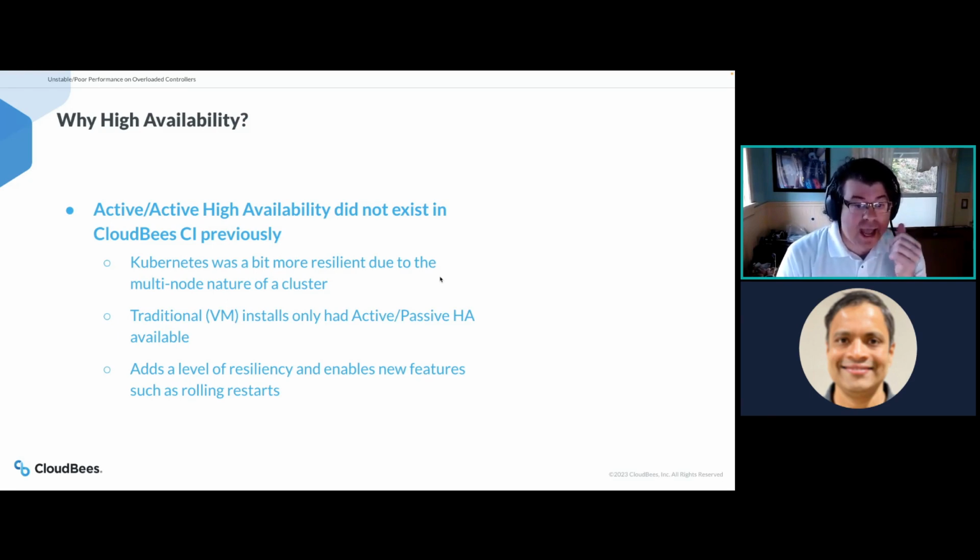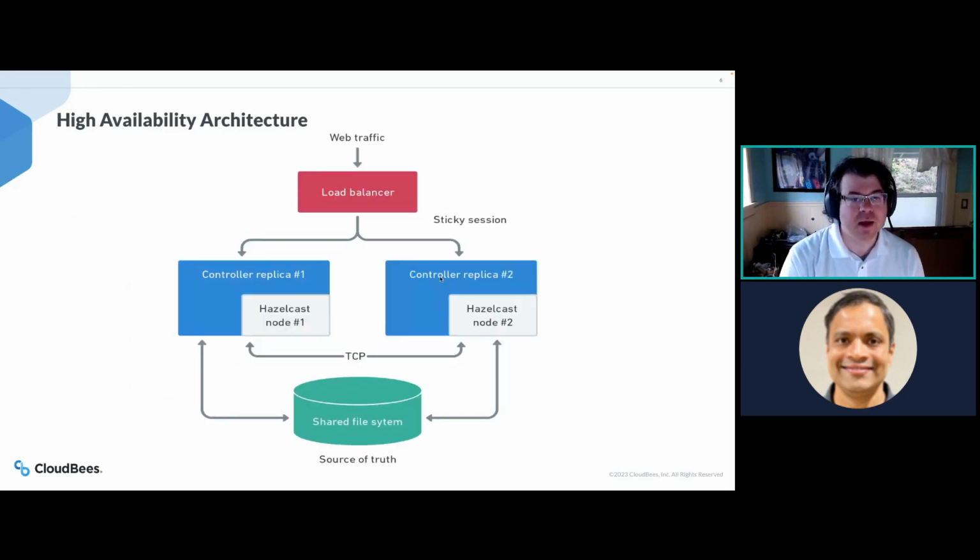So adding active gives a level of resiliency and gives us the ability to introduce new features such as rolling restarts and other related things in the future, which isn't available at the moment. But one of the things that we're deeply investigating is rolling upgrades as well. So no downtime upgrades is a concept that we're also working on. Let's take a look at high availability architecture.